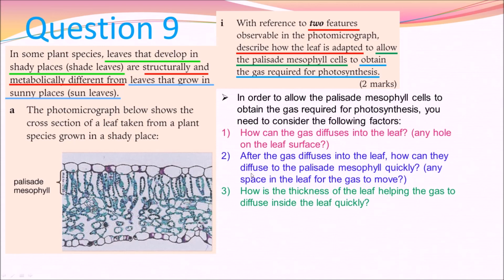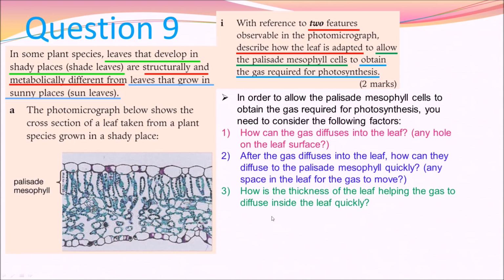So there are 3 guiding questions for you. Take a look at the leaves, and then think about these 3 questions. How can the gas diffuse into the leaves? Is there any hole on the leaf surface, on the upper or lower leaf surface? The second one is, after the gas diffuses into the leaf, how can it diffuse so freely and quickly to the palisade mesophyll cells? Is there any space in the leaf for the gas to move?